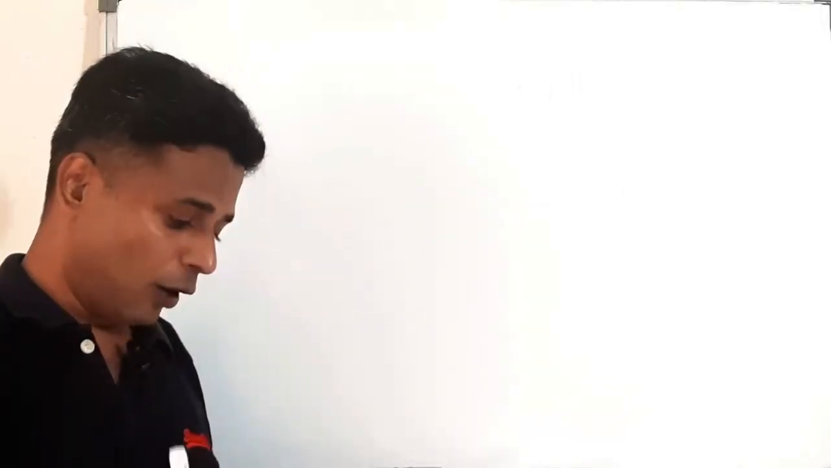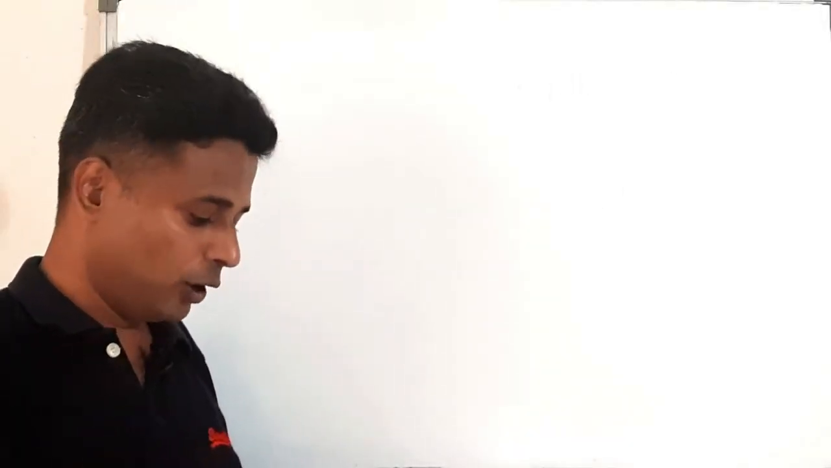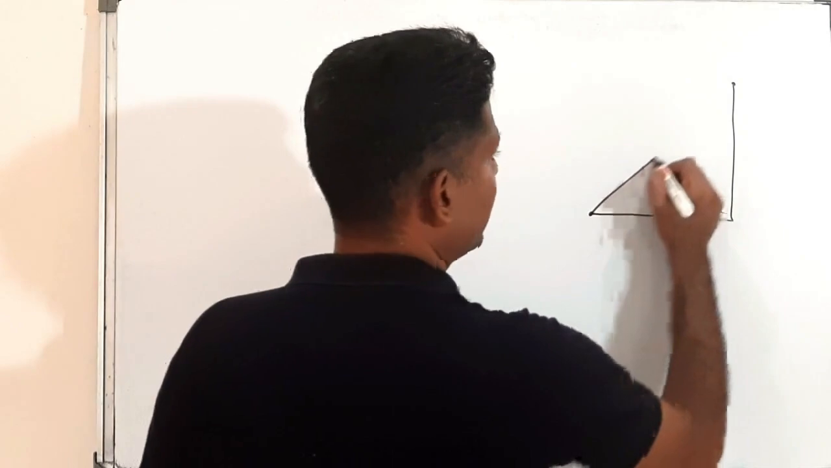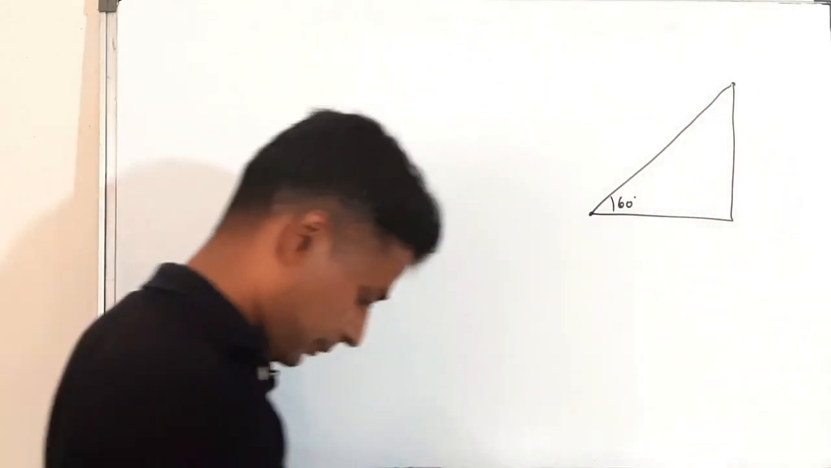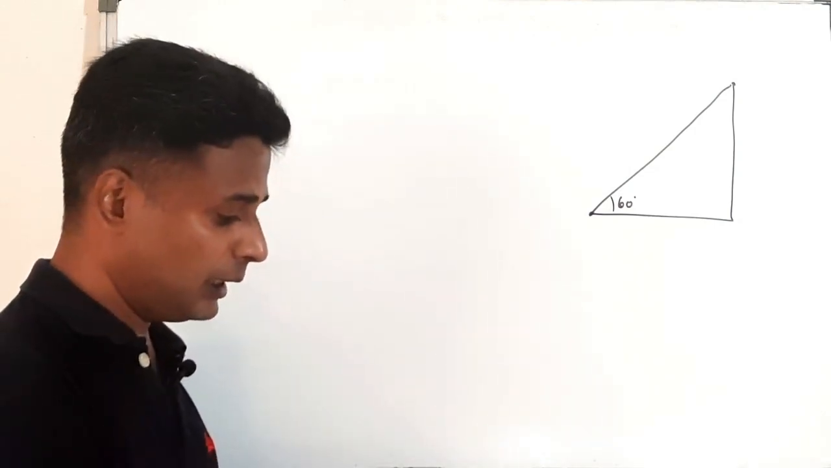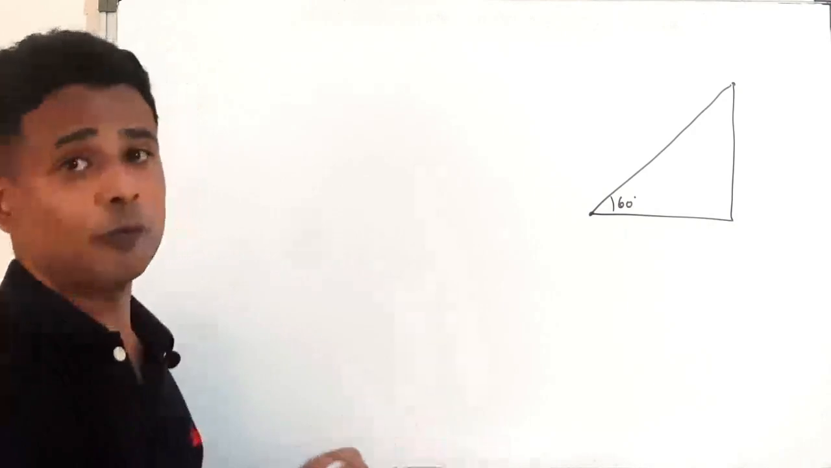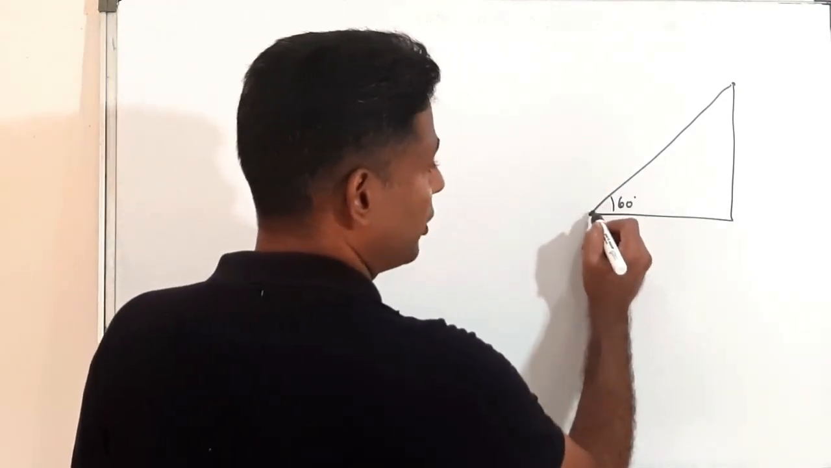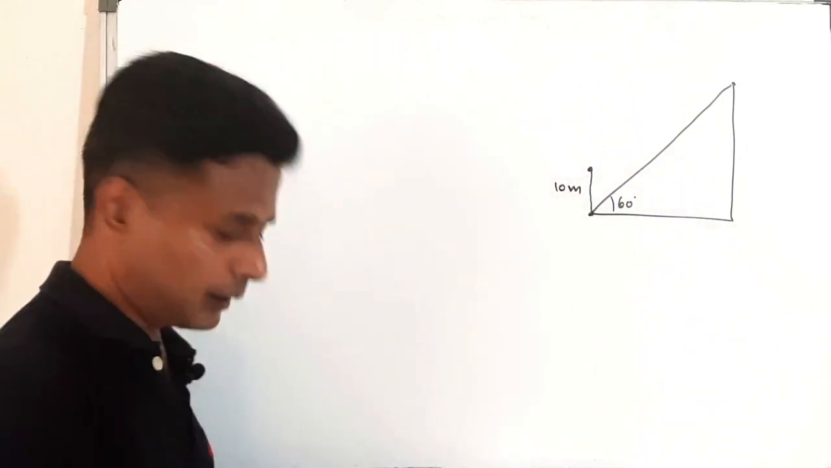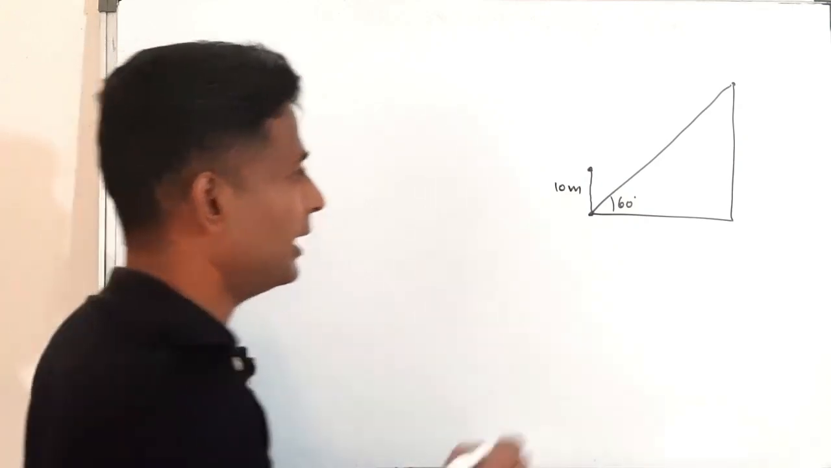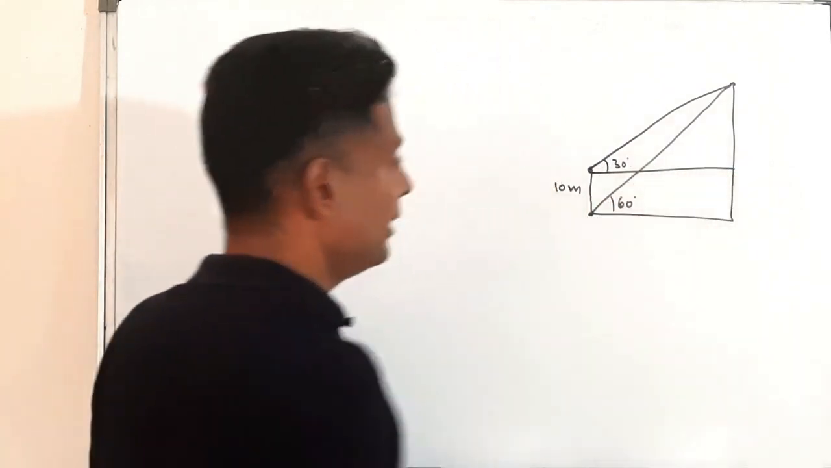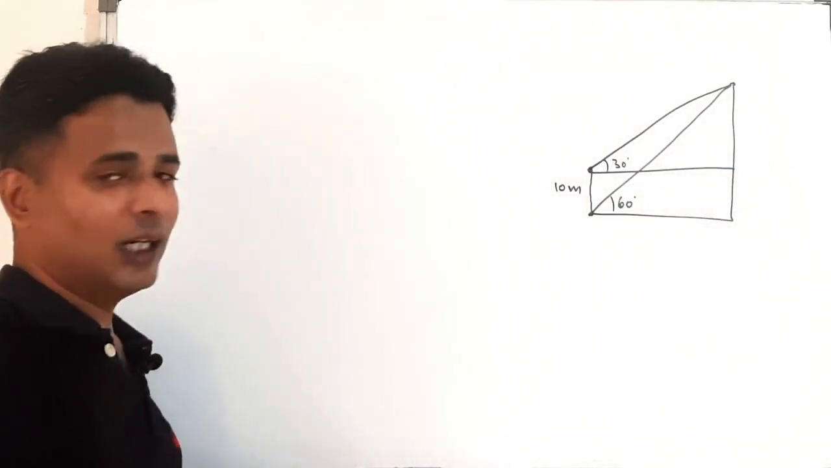The angle of elevation of the top of a vertical tower from a point on ground is 60 degree. From another point 10 meter vertically above the first. So this is the first point. This will be the second point and this will be 10 meters. Its angle of elevation is 30 degree. So from this point the angle of elevation, we draw the horizontal, so this will be 30 degree. Find the height of the tower.